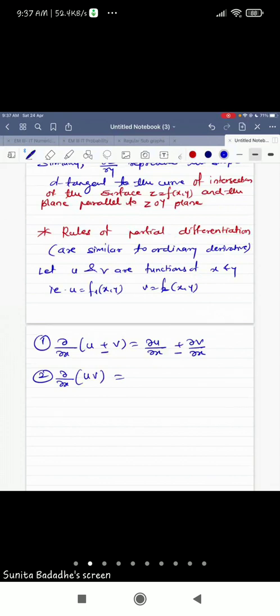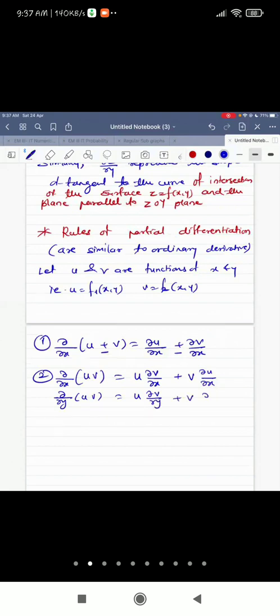So Sahil, can you tell me what the rule is for the partial derivative of U into V? U into derivative of V, V into derivative of U. Right. So it is U into ∂V/∂x plus V into ∂U/∂x, right? That was correct. So similarly, ∂/∂y of UV is nothing but U into ∂V/∂y plus V into ∂U/∂y.